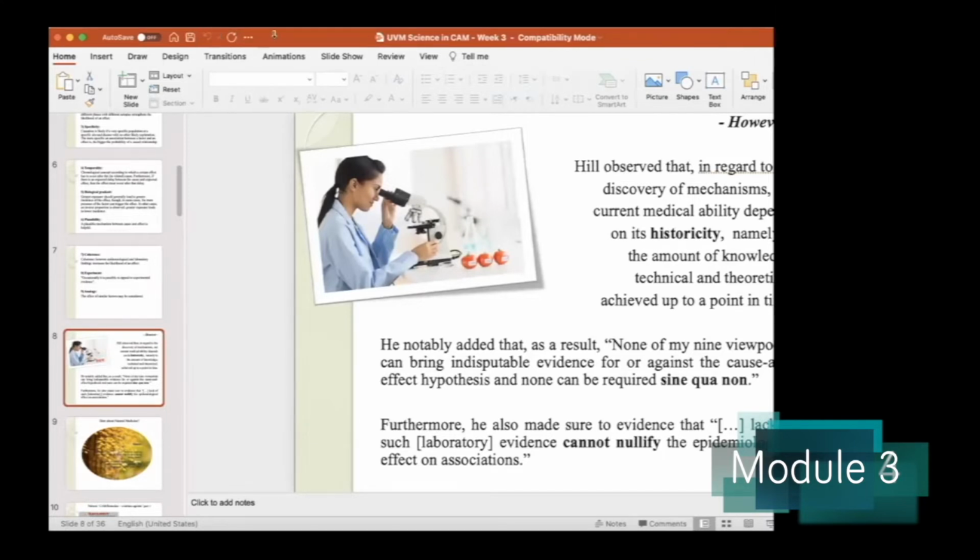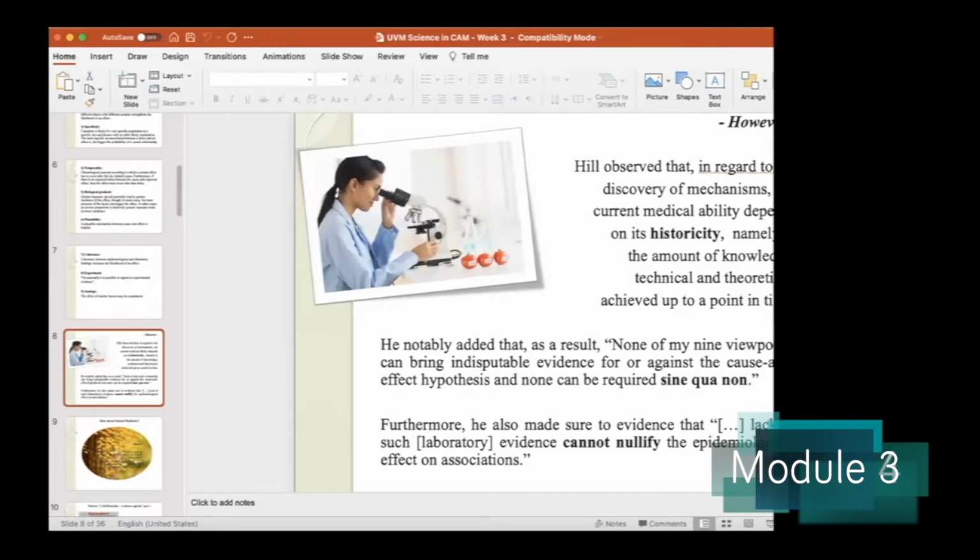He notably added that as a result, none of my 9 viewpoints can bring indisputable evidence for or against the cause and effect hypothesis, and none can be required sine qua non, without which. Furthermore, he also made sure to evidence that lack of such evidence cannot nullify the epidemiological effect on association. So you might see something for which you cannot fully account the mechanism. All right, now, I hope this makes sense so far.